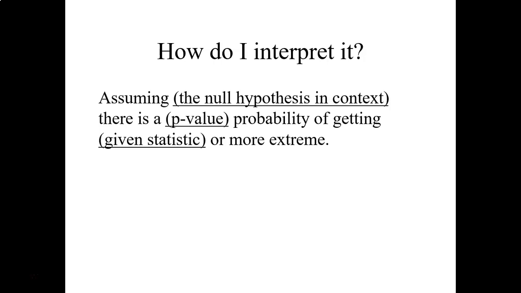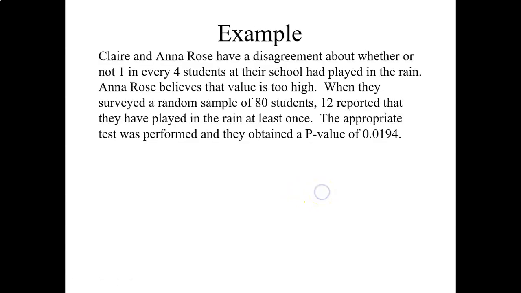All right, so how do you interpret what that p-value is? This is a fill-in-the-blank sentence you can use to interpret it. Assuming that the null hypothesis, in context, is true, there is a p-value probability of getting whatever value you got, or more extreme, by chance. So let's give that a try.